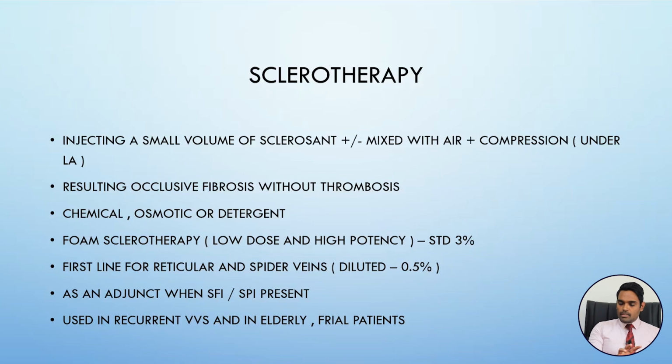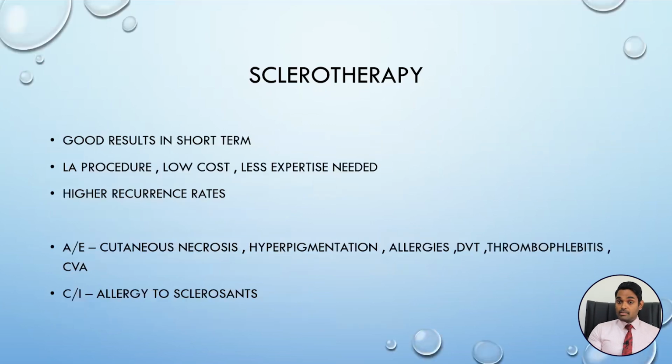So when there is a truncal reflux present, like an SF incompetence or SP incompetence, it's advised to use either thermal procedure or open surgery to deal with it. And for the residual varicose veins in the leg, you can use sclerotherapy. Also, when there are varicose veins in elderly or frail patients, you can use sclerotherapy, which is a low risk procedure. It has good results in the short term, but the recurrence rates are high compared to other treatment options. It's done under local anesthesia, low cost, and very little expertise needed.